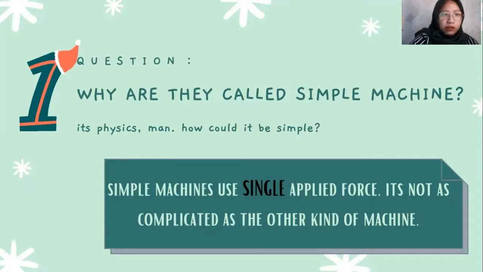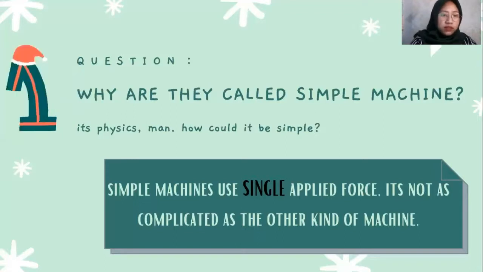So the simple here means that simple machines only use a single applied force. So it is not as complicated as the other kinds of machines that we know. In this world, we know a lot of kinds of machines, starting from electrical machines and also automotive machines, and they are very complicated. But this is different. This is a simple machine. So simple in these terms refers to only one single applied force. That is why simple machines are called simple. That is the meaning behind the name. It's pretty simple compared to other machines. Okay, that's the first frequently asked question.